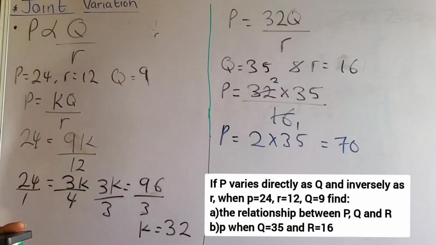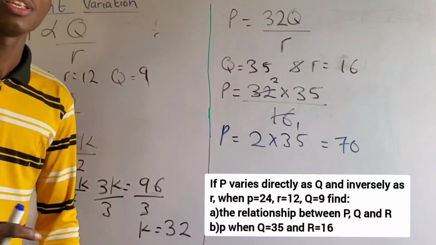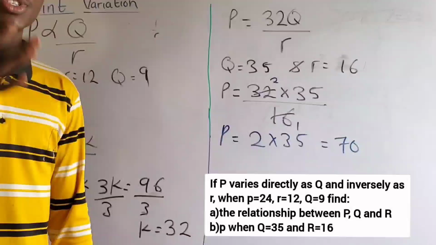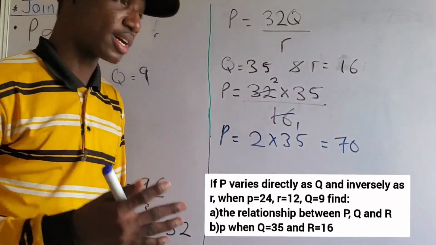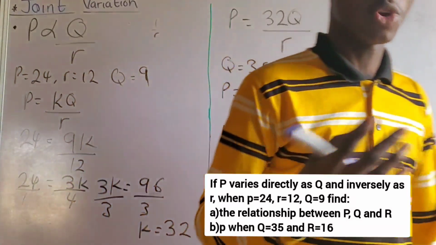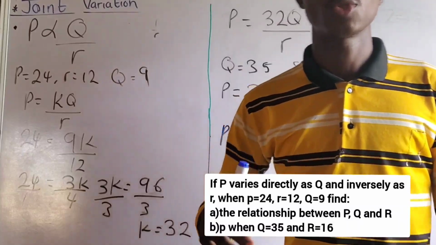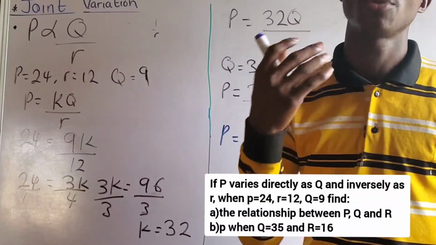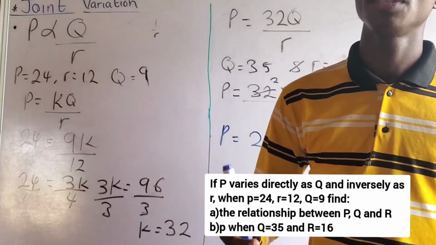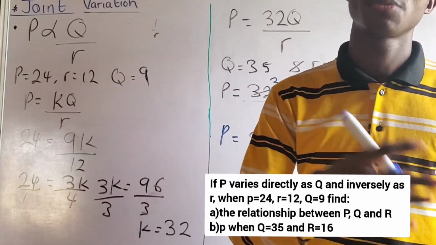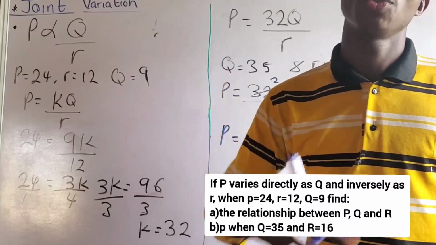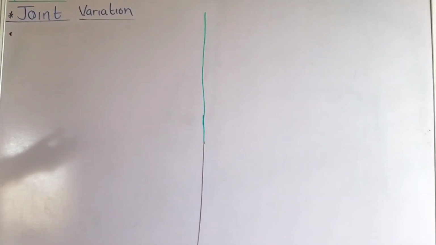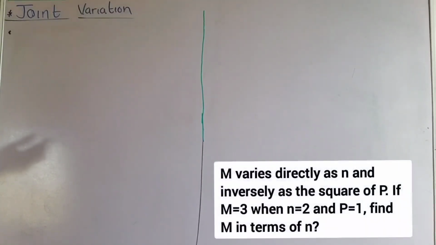Now let me give you the steps in solving any question on variation. Listen, in solving any question on variation, be it direct, indirect, or joint, the first step is that you have to change the variation sign to an equals to sign by introducing a proportionality constant. Now, having done that, you have to get the value of k with respect to the variables that you are given. And when you are done, you can proceed to solve for anything that you are asked to solve. Do you understand? Okay.